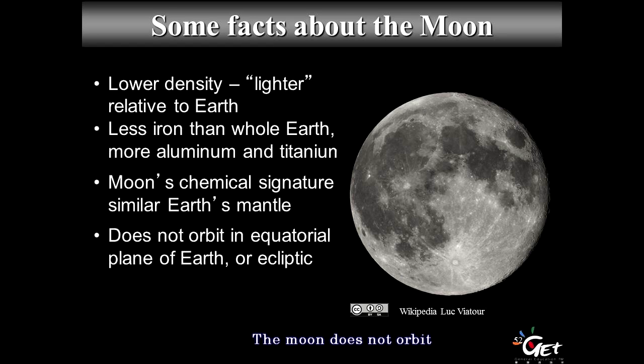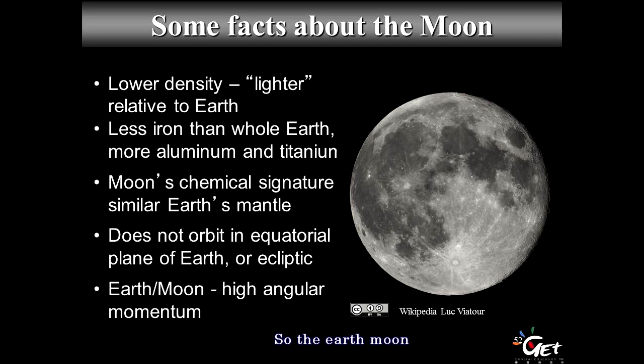The Moon does not orbit in the equatorial plane of Earth, or the ecliptic actually. I mentioned that because, when we are talking about eclipses, the Moon orbits around the Earth but is not in the ecliptic. And the Earth-Moon system has a very high angular momentum, as mentioned with the tidal effect, so there is a very, very strong coupling between those two.